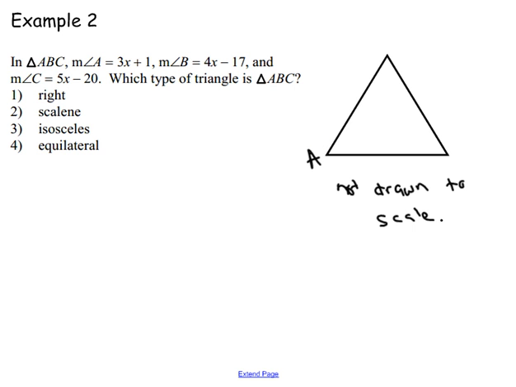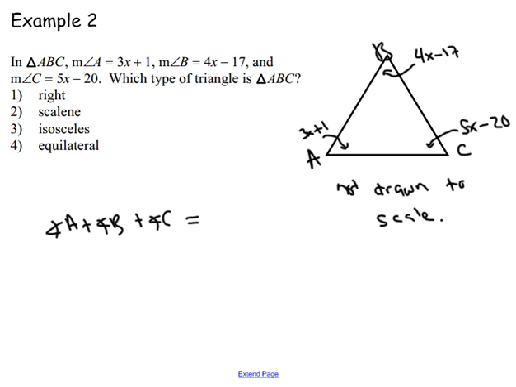And it says you have A, B, and C. And it says A is 3x plus 1. It says B is 4x minus 17. And it says angle C is 5x minus 20. So we know that these angles, angle A plus angle B plus angle C, are supposed to add up to 180.